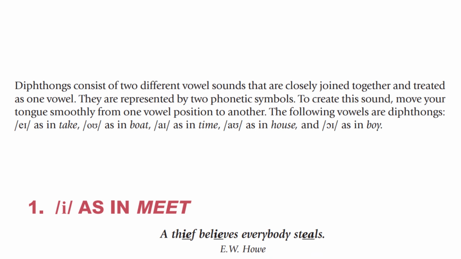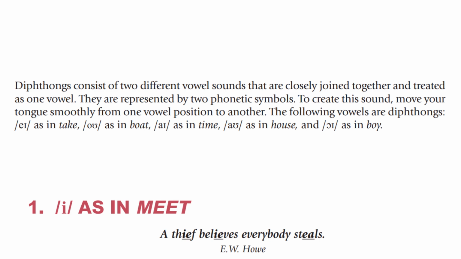Diphthongs consist of two different vowel sounds that are closely joined together and treated as one vowel. They are represented by two phonetic symbols. To create these sounds, move your tongue smoothly from one vowel position to another. The following vowels are diphthongs. A as in take, O as in boat, I as in time, ow as in house, and oi as in boy.